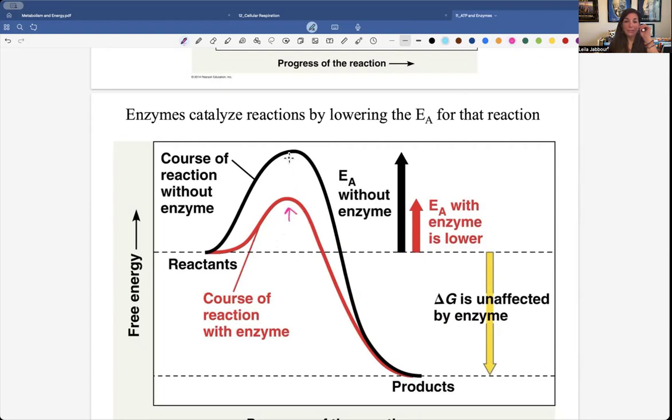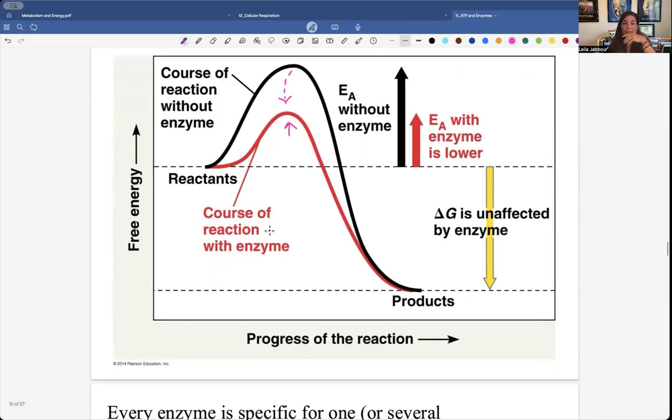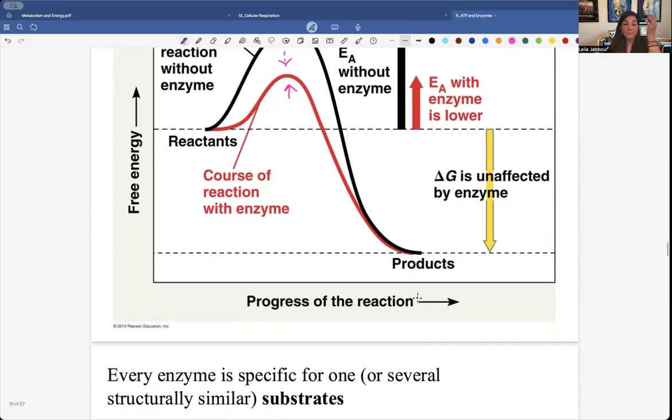When there's an enzyme, that activation energy is reduced, so that way we don't need as much to get the reaction going. Okay, the energy that was in the reactant versus the energy that's now in the product, that doesn't change because that has nothing to do with the enzyme itself. That delta G is still going to be what it is.